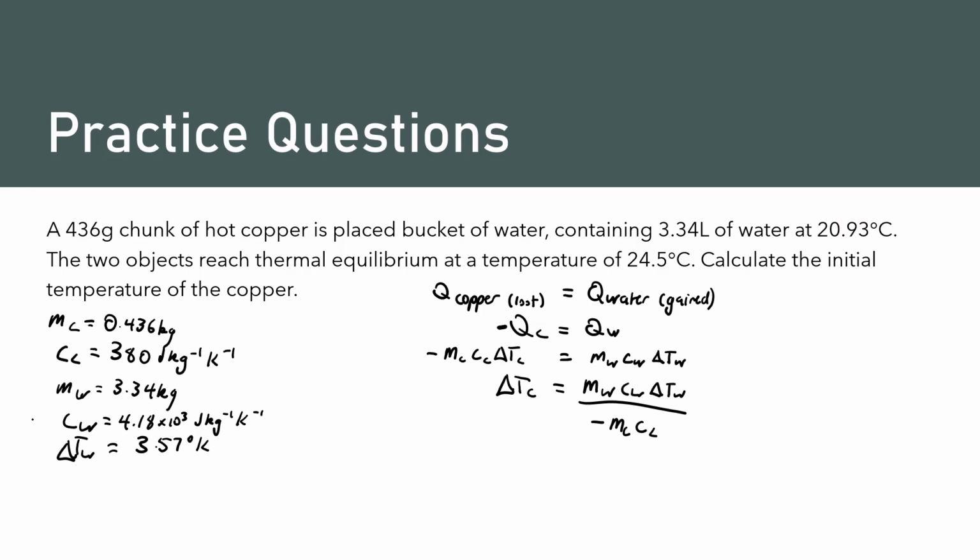And the answer that we should get here is negative 300.8 degrees Kelvin. What that means is that the copper dropped its temperature by just over 300 degrees in Kelvin to get to its thermal equilibrium temperature of 24.5 degrees. From here, we now have all the information to be able to calculate its starting temperature.